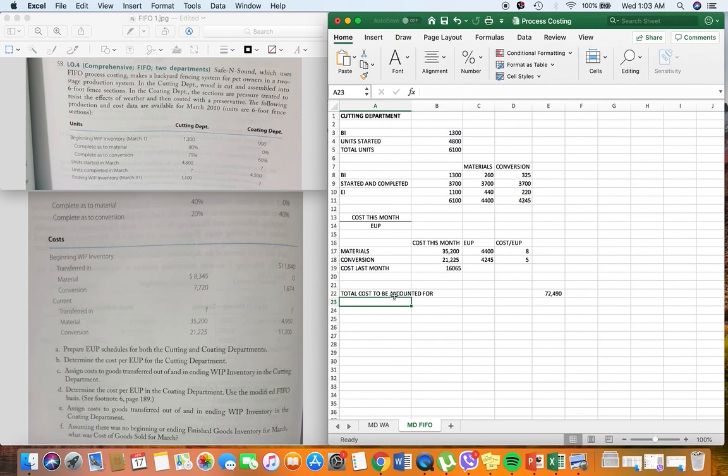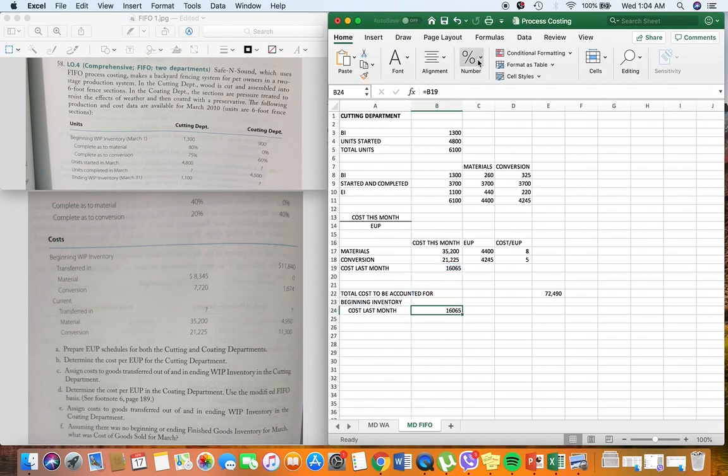72,490. Okay? So, go back to our EUP computation. We have classified the units into 3: beginning, started and completed, and ending inventory units. So, we will be assigning cost to each of the 3 classifications one by one. So, we start with the completed beginning inventory units. Since we are under FIFO, all the cost last month will be assigned to the beginning inventory units only.